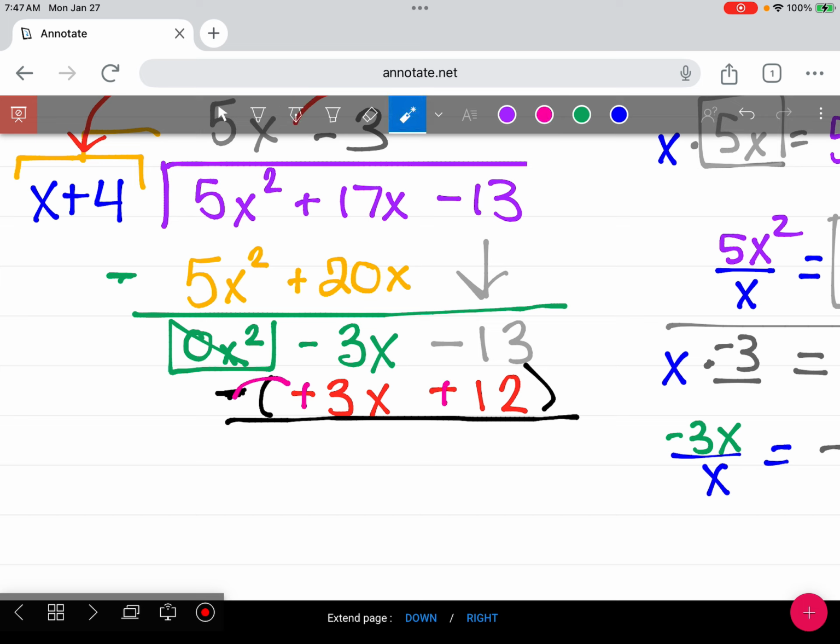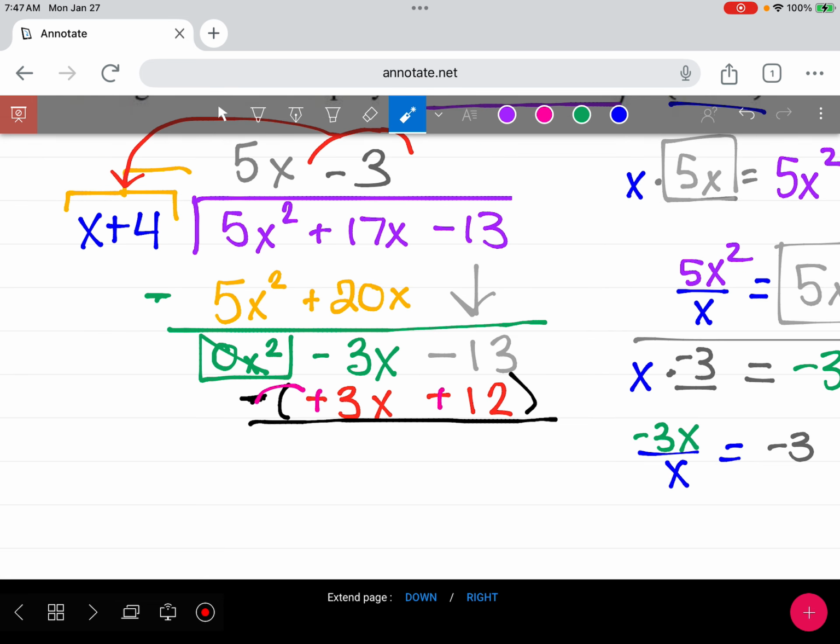The 3 times the 4. So our minus 3x plus 3x is going to give us 0 x's. That's what we want. That first term should always 0 out. And I have minus 13 plus 12. What is minus 13 plus 12?